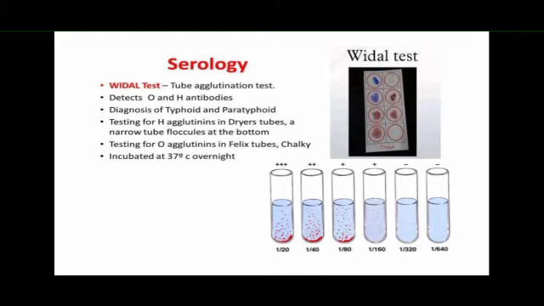So here you can see the blue stained antigens are specific to the O antigen, that is the somatic antigen, and red are specific to the H antigen, that is the flagella antigen.